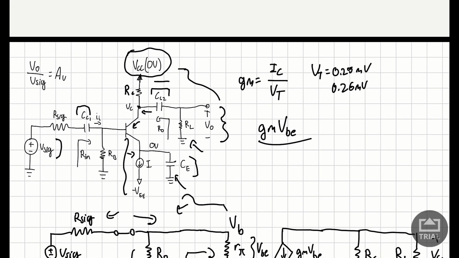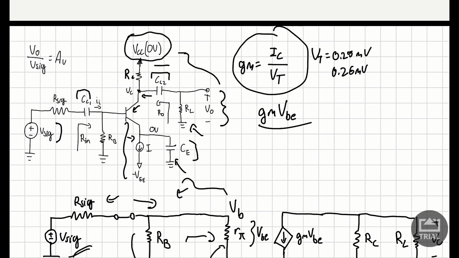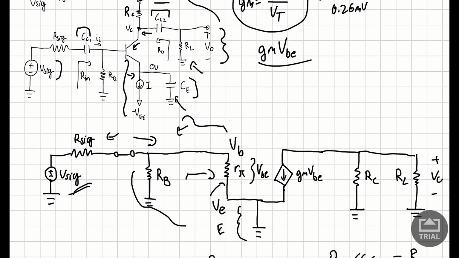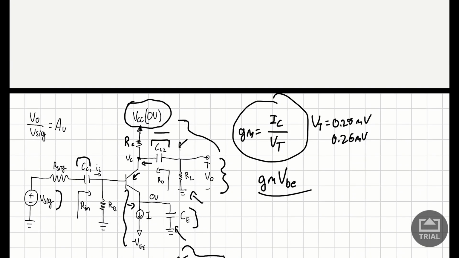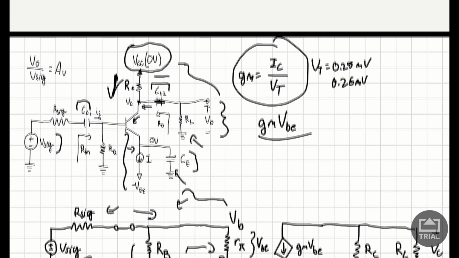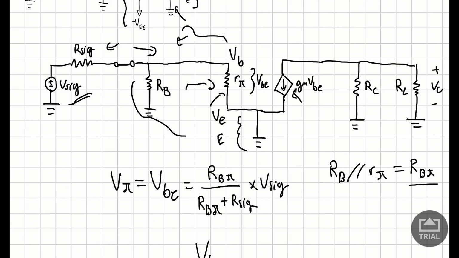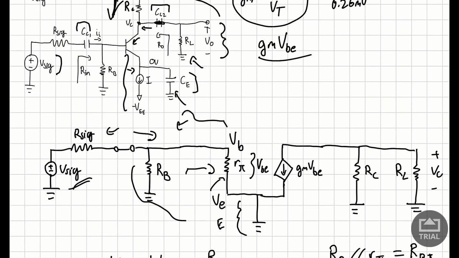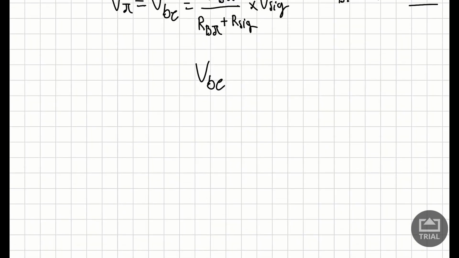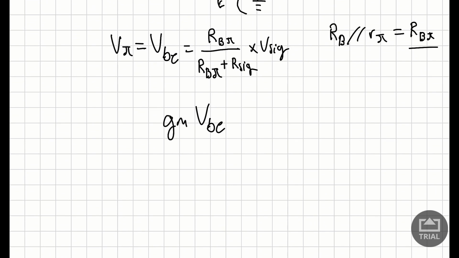So now what we also need is our GM. Now GM is just IC over VT, and IC we get by calculating the collector current right here using the DC analysis. This will be open circuit, and we're literally just taking the current flowing down from here, and that'll be equal to our IC. And it is flowing down in our case, so for that reason, like I explained before, we have our current pointing down. So now, assuming that we have IC, we can calculate our GM. So now we have GM.